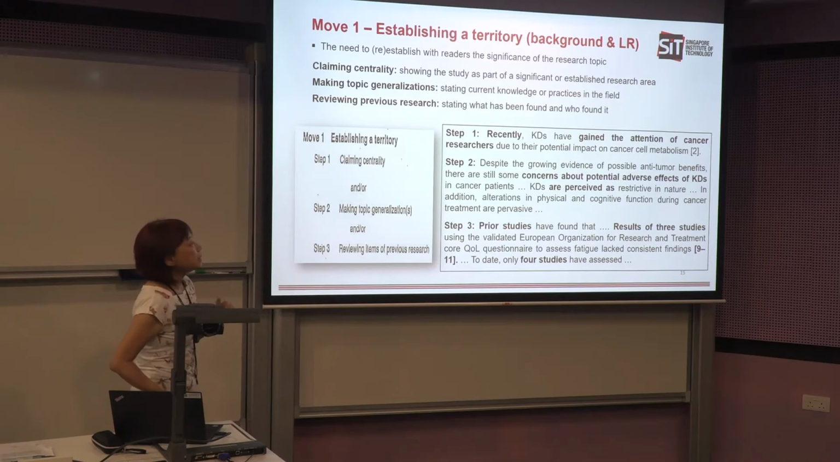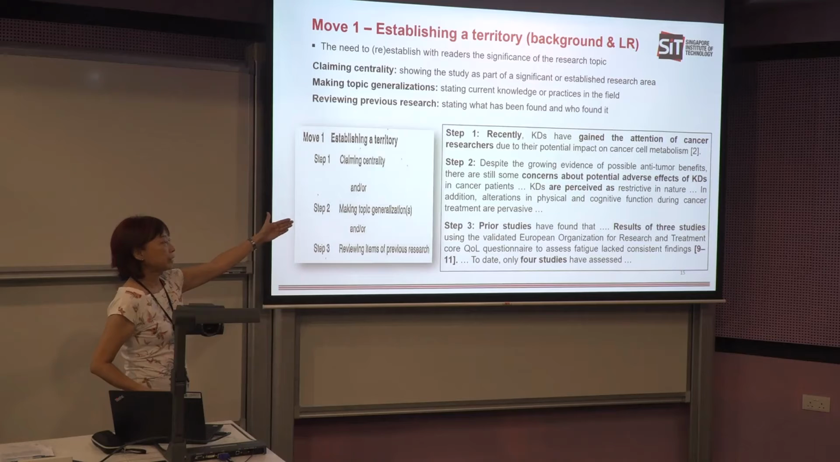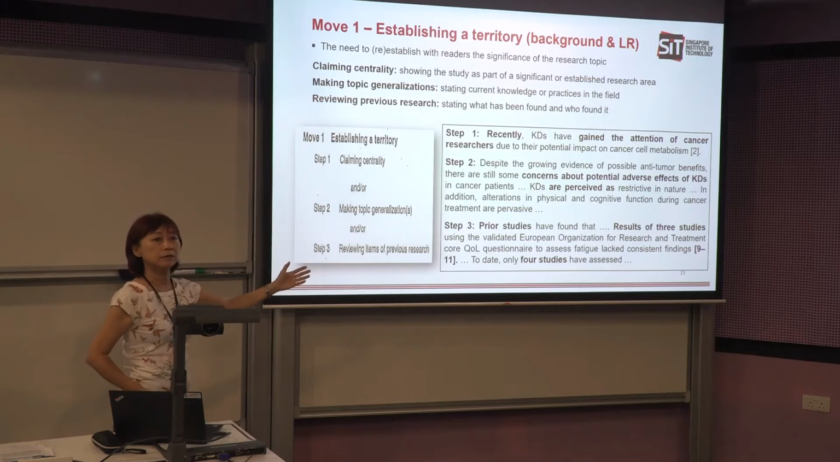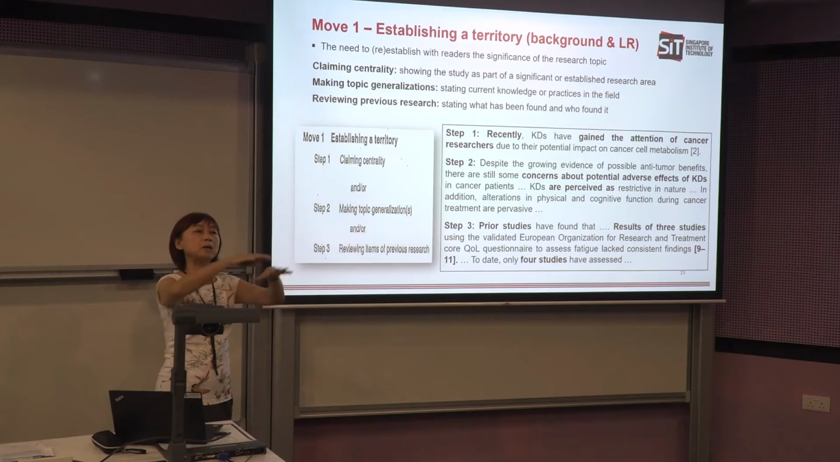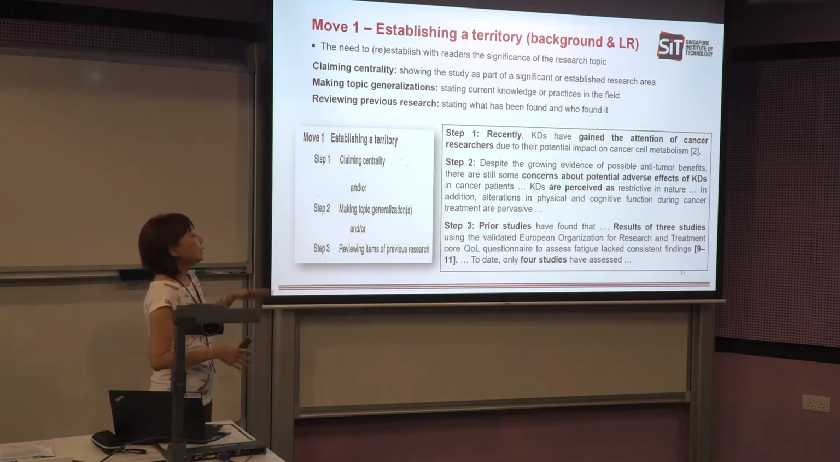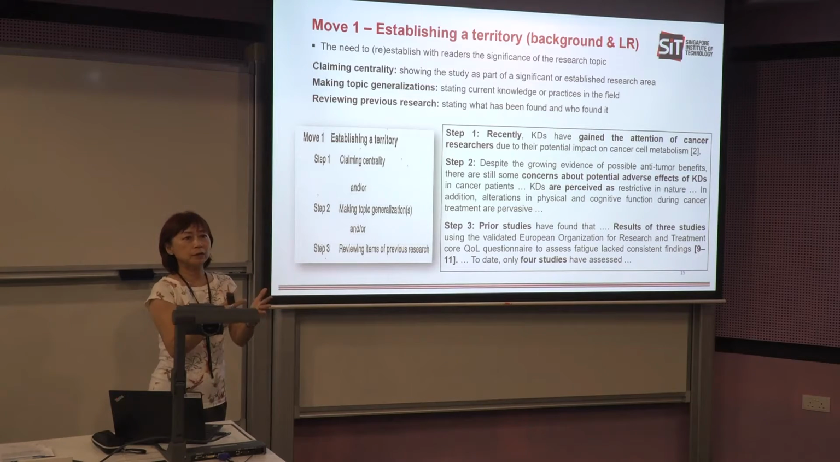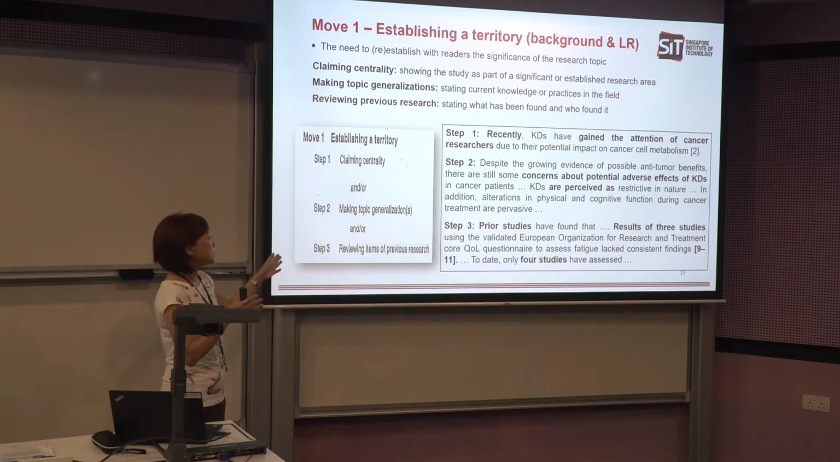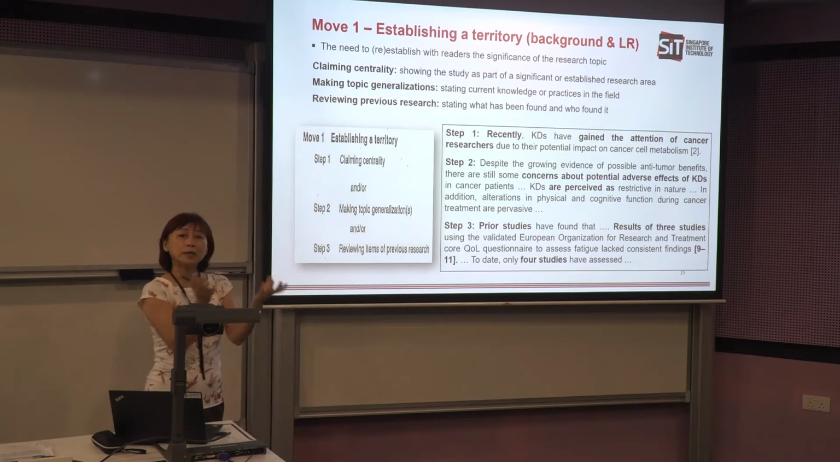And then, "despite the growing evidence of possible anti-human benefits, there's still some concerns about this. KDs are perceived as restrictive, alterations in physical cognitive function are pervasive," right? So this is some information about the topic. Still quite general, isn't it? And then comes the review of the literature to tell you quite specifically what work has been done.